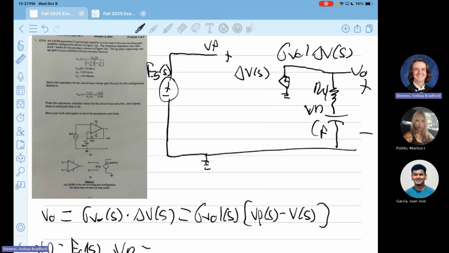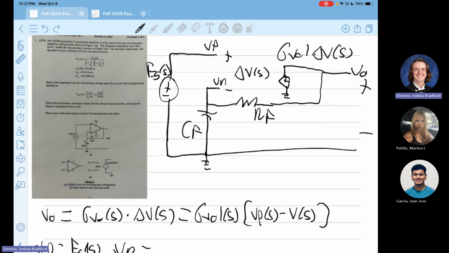I'm going to go back to the other drawing, though, because I like my VP and my VN right next to each other. There we go. I just kind of like it right there. But how I drew it shows you that it's just the voltage on the capacitor with respect to the output voltage.